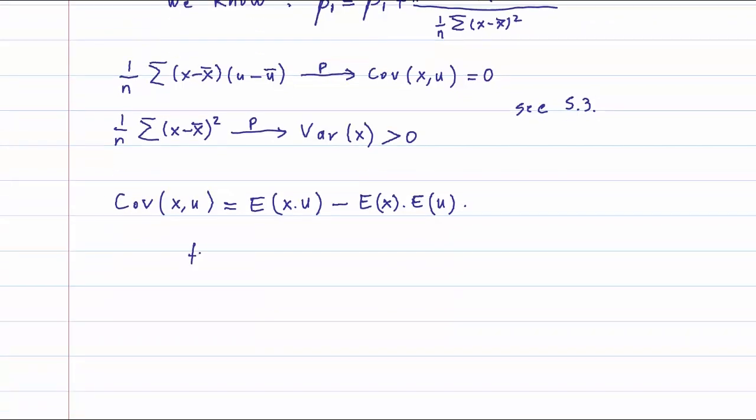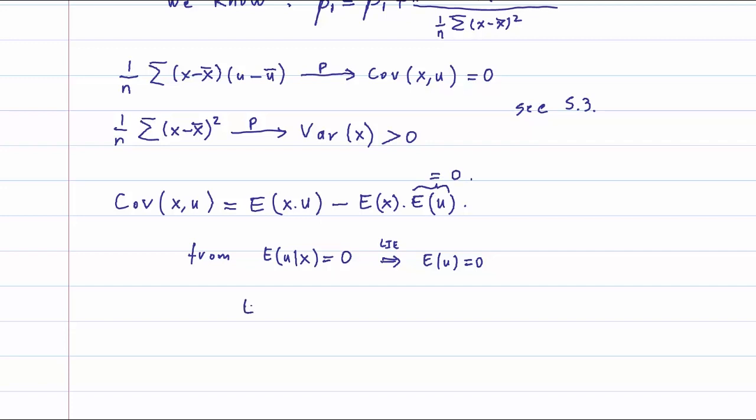And from the assumption that the expectation of u given x is 0, if we apply the law of iterated expectation, we have the expectation of u equals 0. So we know that this part here is equal to 0.